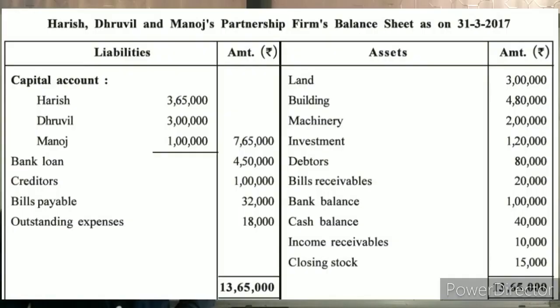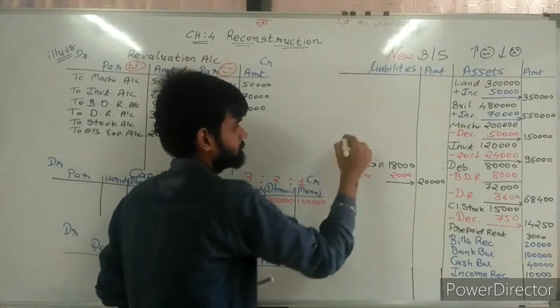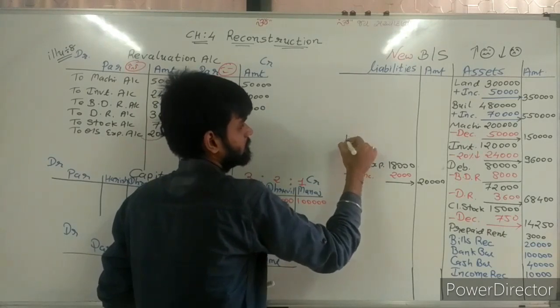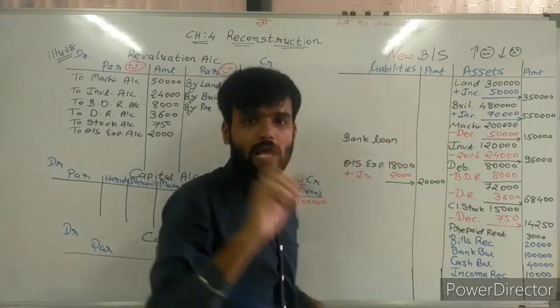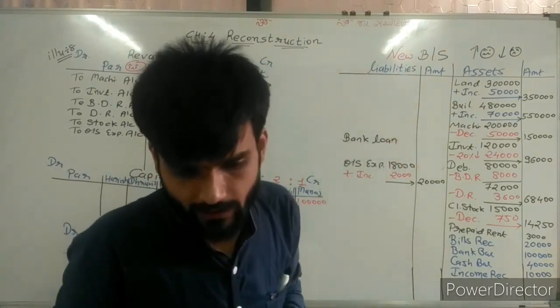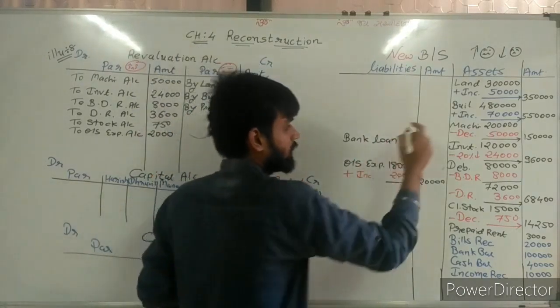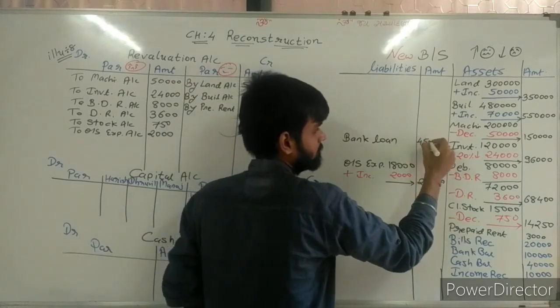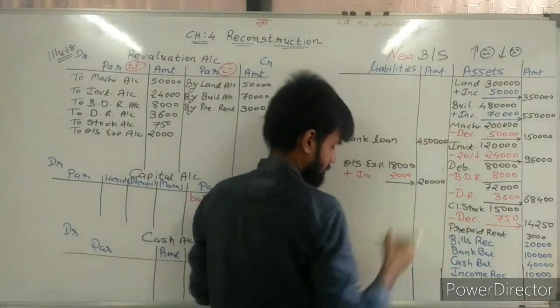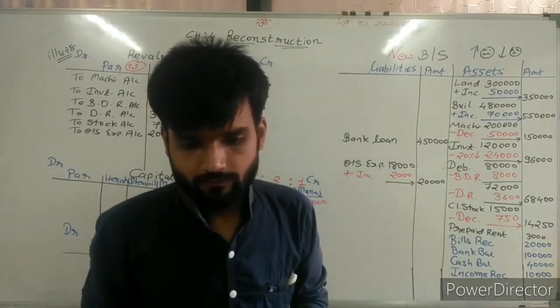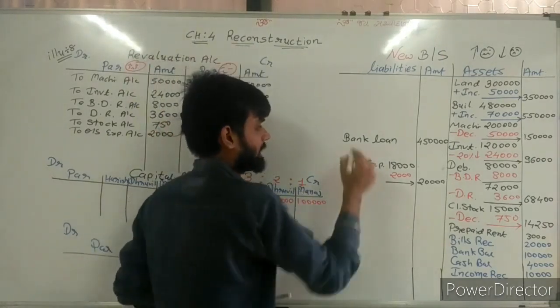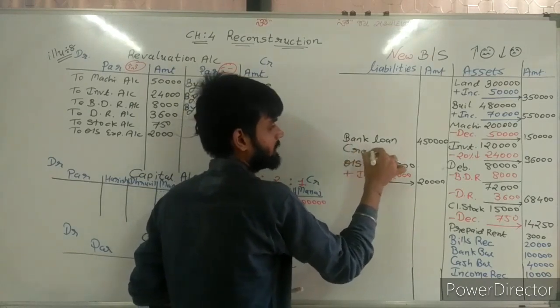Next, sir, bank loan is given. So bank loan is not written here. So write down bank loan. The amount of bank loan is 4,50,000. So write down 4,50,000. Same way, sir, creditors are also given, 1 lakh rupees. So write down creditors 1 lakh rupees.